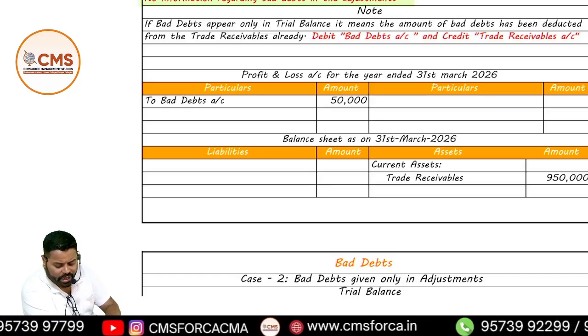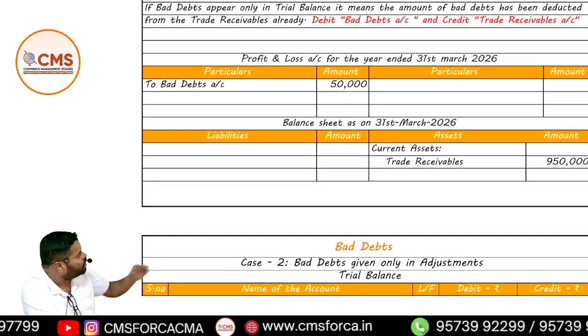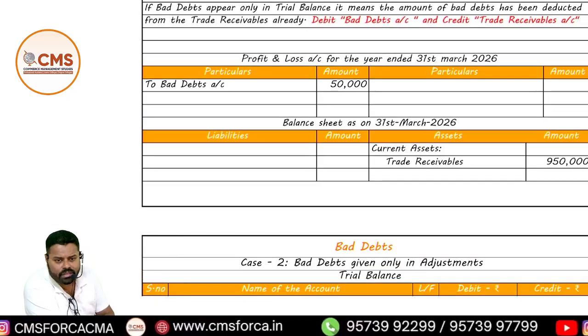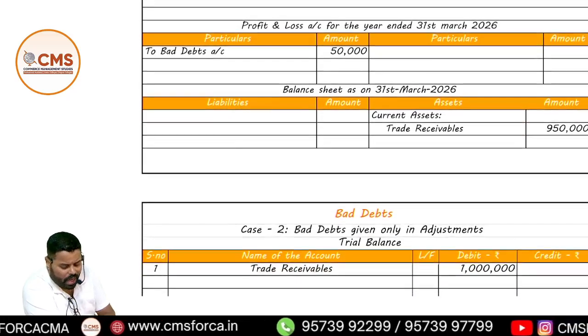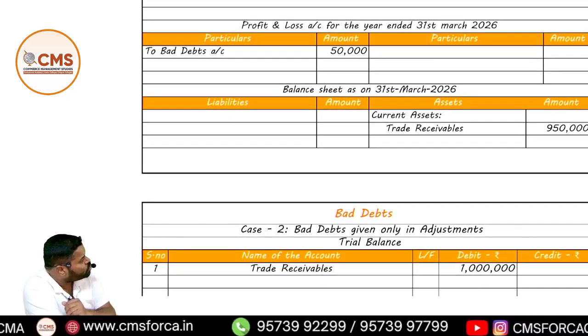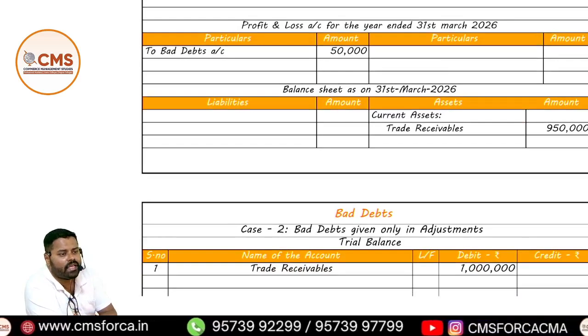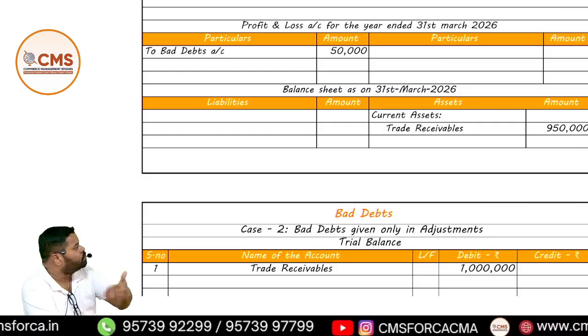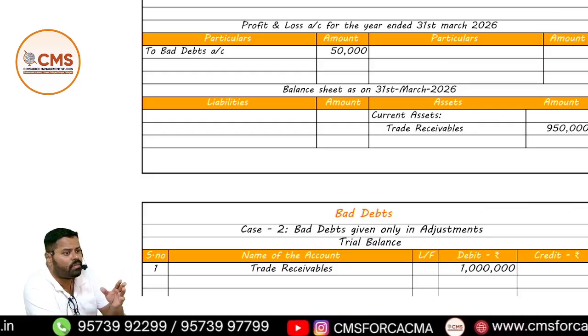Instead of writing an entry, I wrote it in sentence form. Okay. In the profit and loss account, debit side, I will show it as what? To bad debts, because it is a loss to me. And in the balance sheet under current assets, I'll be showing trade receivables as 9,50,000. All of you are okay with this? Right. Now we will improve it gradually so that you will have better clarity.